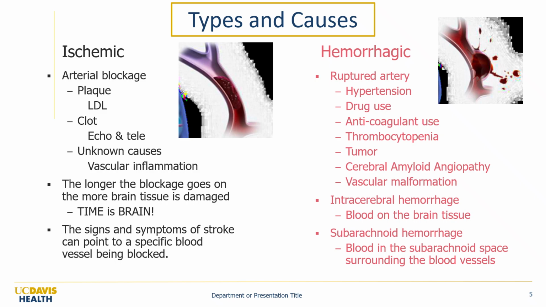There are times when the cause of the stroke may not be known or require additional testing, such as hypercoagulable workup, to see if there's underlying coagulopathies, making the patient more likely to form a clot. In ischemic stroke, the longer the artery in the brain is blocked, the more brain tissue becomes permanently damaged, which is why we really emphasize that time is brain.